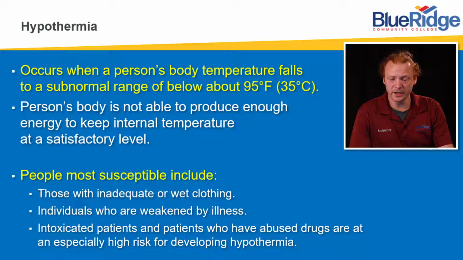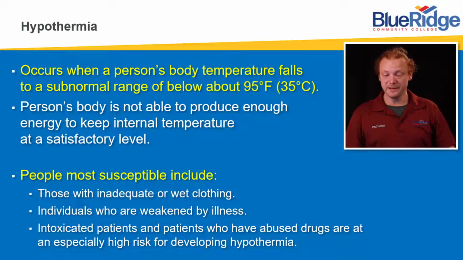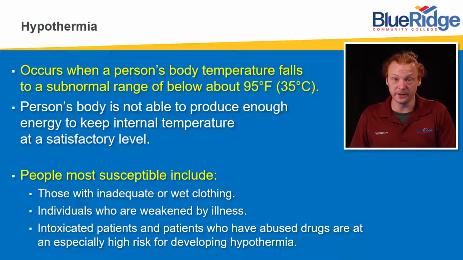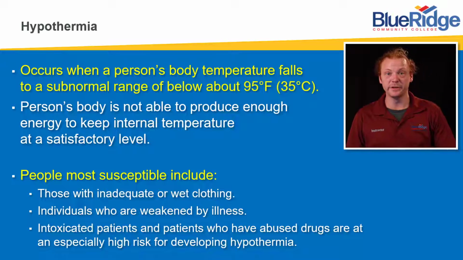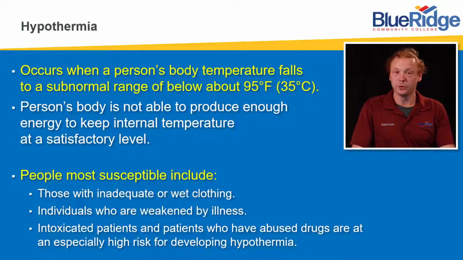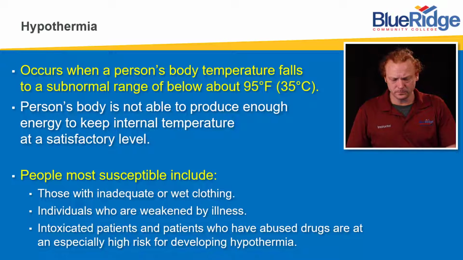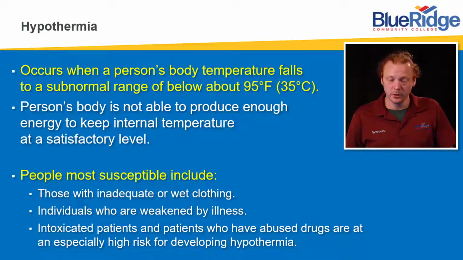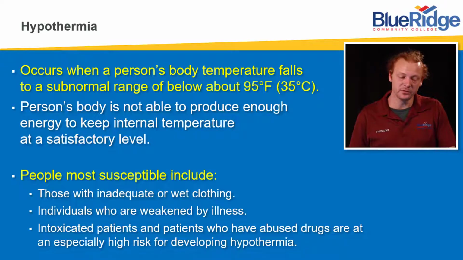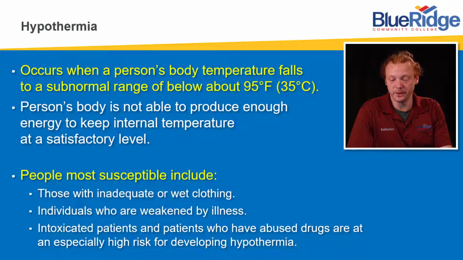Hypothermia occurs when the person's body temperature drops below 95 degrees Fahrenheit. In hypothermia, a person's body is not able to produce enough energy to keep the internal or core body temperature at a satisfactory level. People with inadequate or even wet clothing and those weakened by illness are the most susceptible to hypothermia. Intoxicated patients and patients who have abused drugs are at an especially high risk for developing hypothermia as well.